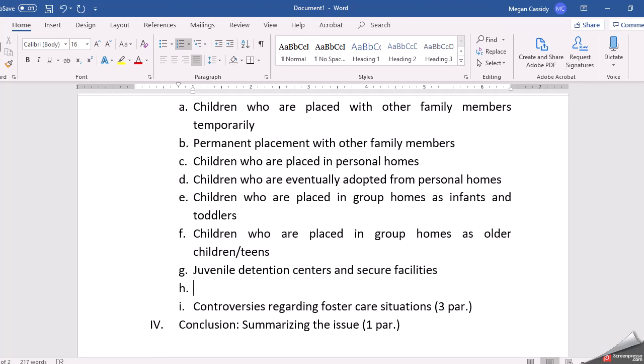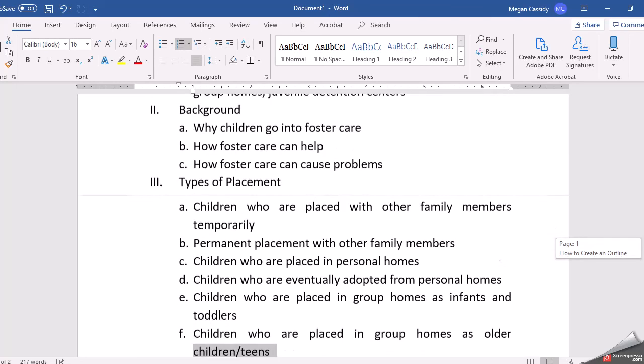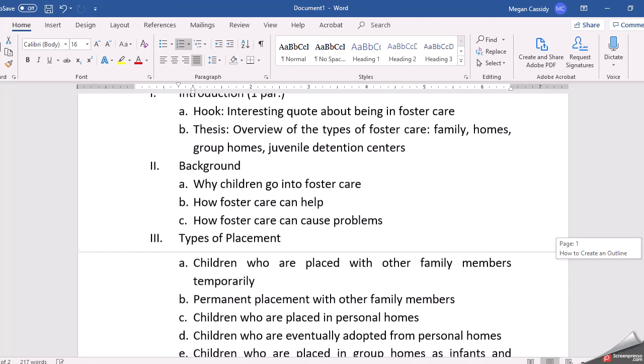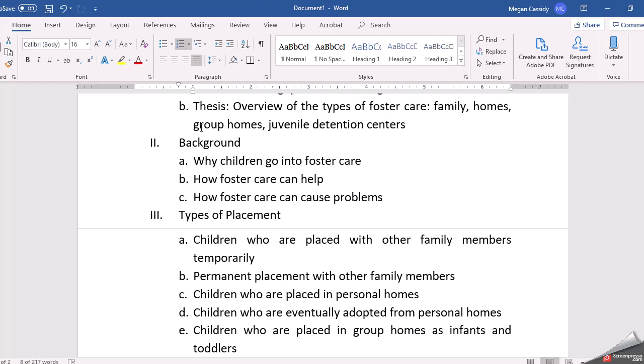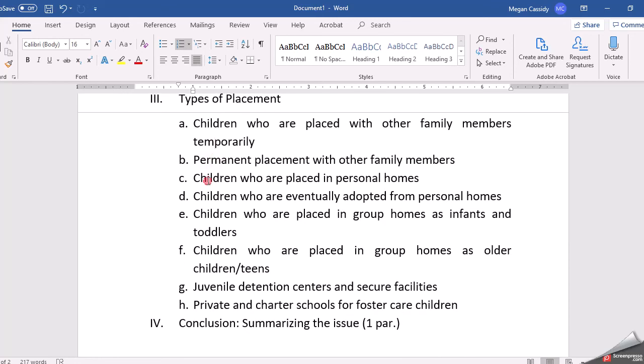And then let's say I have another paragraph here about private and charter schools for foster care children. Okay. So that's my section, just all about types of placement, right? And now I can count my paragraphs. I have 1 for the introduction, 1, 2, 3 paragraphs for the background, 1, 2, 3, 4, 5, 6, 7, 8 paragraphs here. So total that's 12.